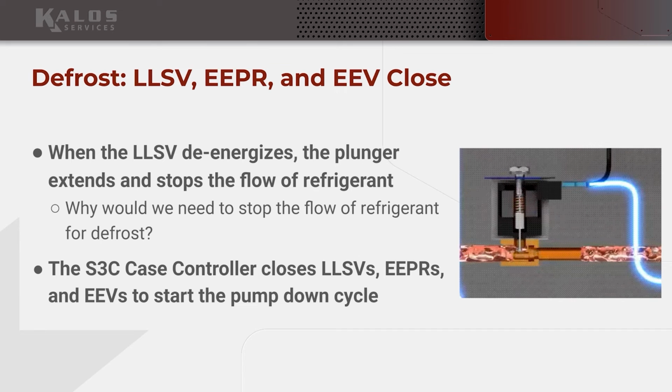Okay, so this is just showing us what's happening when our liquid line solenoid is energized or de-energized rather. So when it's de-energized, it will go into its closed state and stop the flow of refrigerant. Obviously, when we are in defrost mode, we don't want to be fighting the system that's trying to simultaneously cool down, right? And so our sequence is, now that we enter defrost, our liquid line solenoid should de-energize in order to stop the flow of refrigerant.